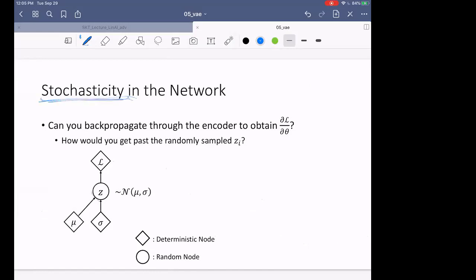we need to talk about the stochasticity in the network. All the squares or diamonds are deterministic nodes, and the circle node is a random node. As I said, there's a Q network, an encoder network which gives you the mu and the sigma. So until here it's all deterministic. You just put your xi into the Q, and then you derive your mu i and sigma i. So that part is all fixed, deterministic. But then your z is derived from a sample. Your z is sampled from a Gaussian distribution of mu i and sigma i, right? So that's where the randomness comes in. So this z is a random node, and that's why you can't really backpropagate all the way down to the Q.